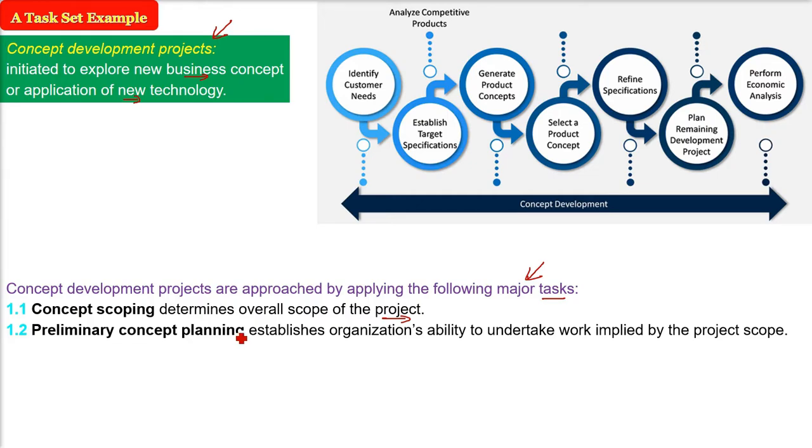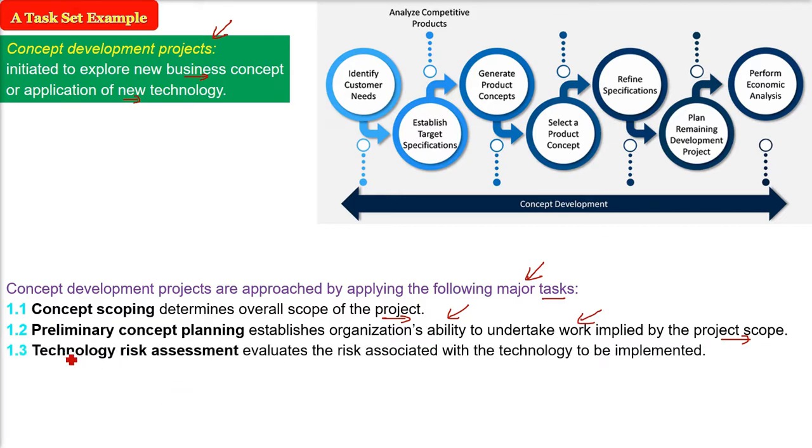Then we have to do the preliminary concept planning. This planning establishes the organization's ability to undertake the work implied by what? By the project scope. What concept scoping you have done, then what is your ability, what work you are going to do with respect to this scope. And technology risk assessment. As this is new technology work, in concept development projects we evaluate the risk, the problems associated with the technology to be implemented.